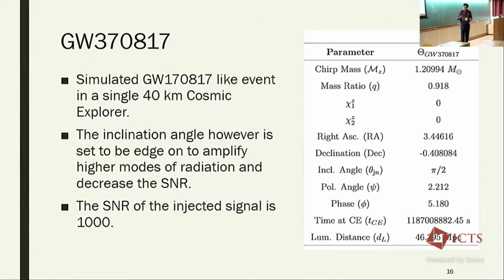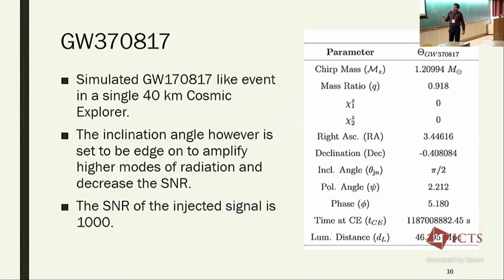We do this for two reasons. First of all, if you have an edge on event, higher modes will have a greater SNR, and I'll explain why. And also the SNR of the injected signal reduces a bit. If you have a super high SNR signal, it's very hard to do parameter estimation. You can think that you need very fine grids to do that, and that's expensive.